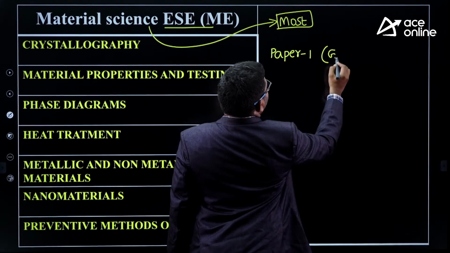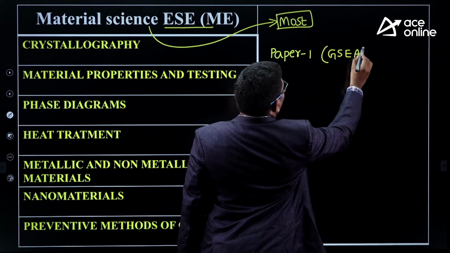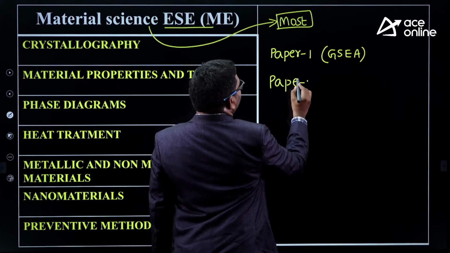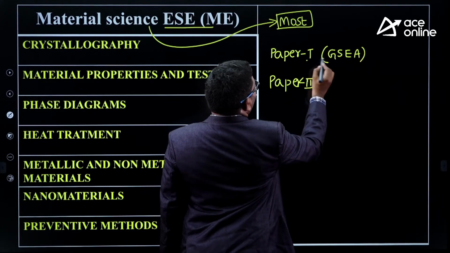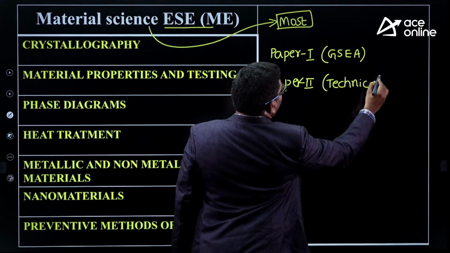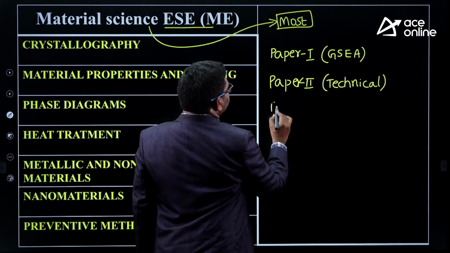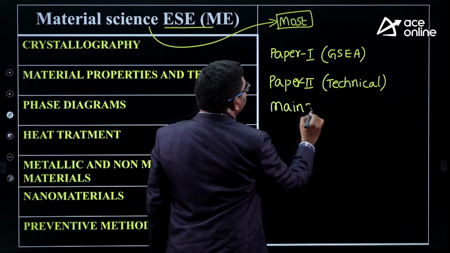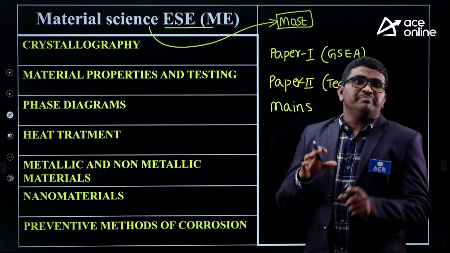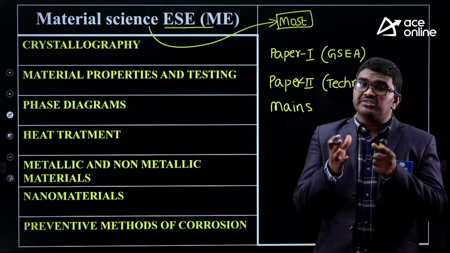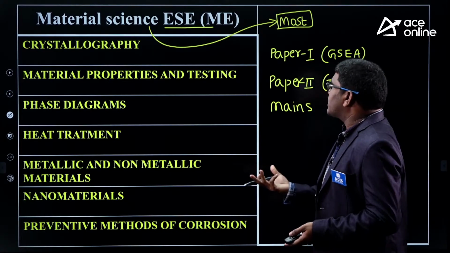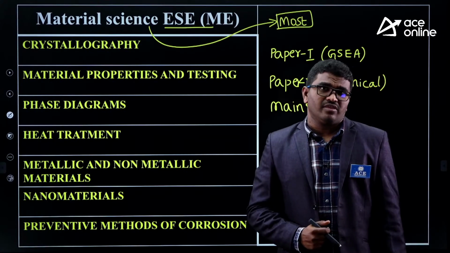Paper 1 is General Studies and Engineering Aptitude. This topic is also there in paper 2, technical, and it is also there in the mains. So, very, very important topic. Without material science, especially for ESE, you can't manage, because it is the most weighted topic: it is there in general studies, in technical, and also in the mains, right?